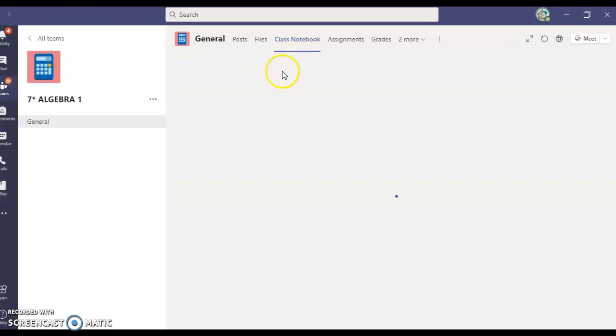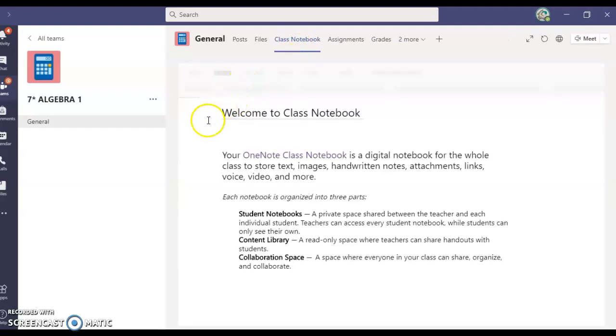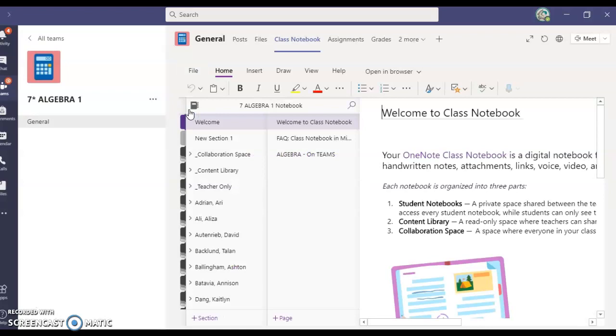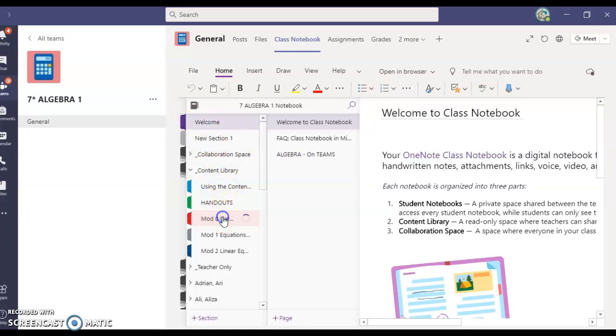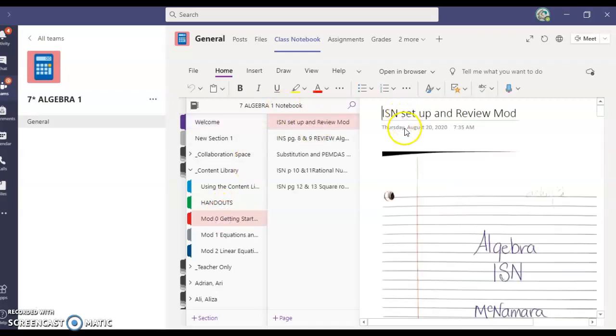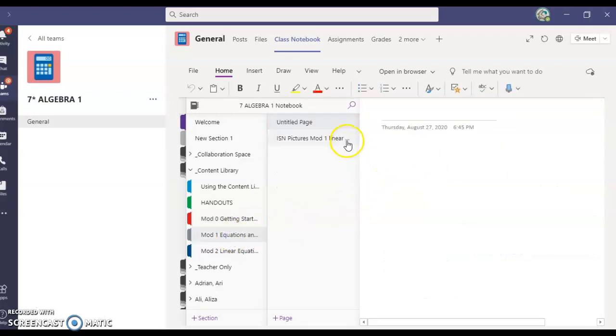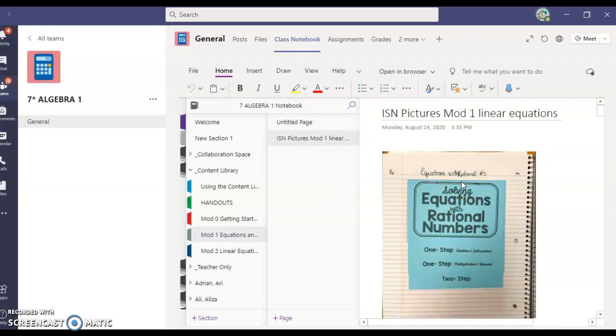I also would have shown you in your class notebook. I now have posted all the pictures for your ISN. So you can go to the content library. You will see in mod 0 the pink pictures for that ISN and the introduction. Then if you go to mod 1, you go to the ISN pictures, you're going to see all of the blue foldables put together, and you guys were getting pretty good at putting together those little booklets. So if you want to finish that, you can do that. That's what we would have done in class today.